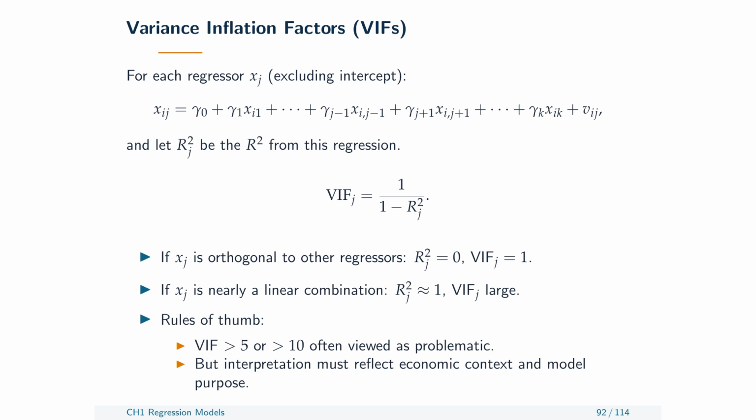Thresholds, such as 5 or 10, are only rough conventions. The consequences depend on sample size, measurement quality, the coefficient combination of interest, and whether the goal is structural interpretation or prediction.